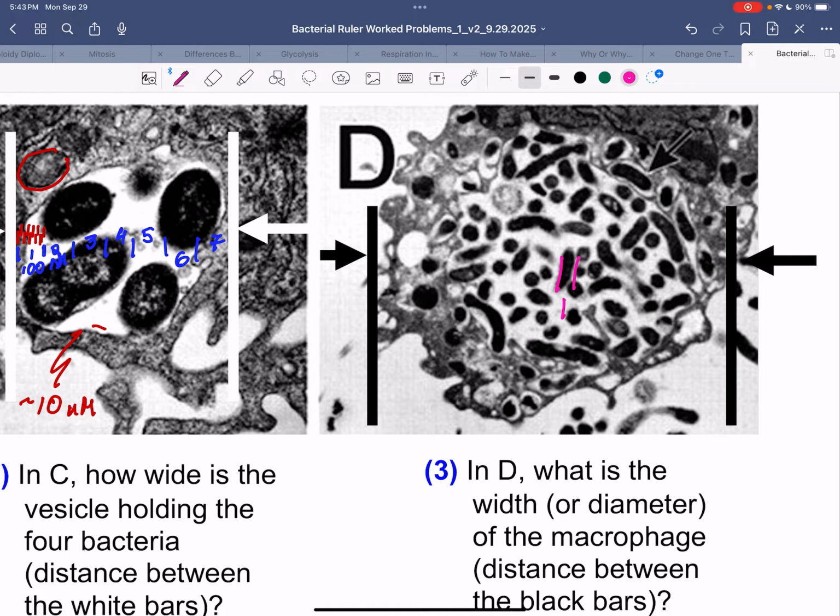So that gives us this distance is about 1 micron, or here, 1 micron. So if we start putting marks across, notice I'm not trying to be perfectly accurate, but I'm trying to get them to be about the width.